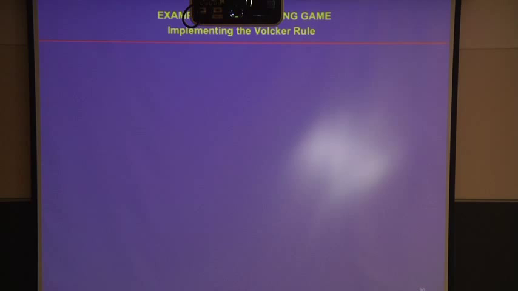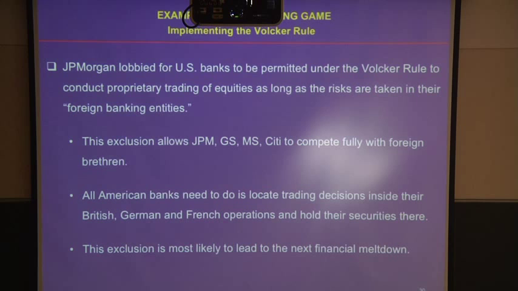That's what the Volcker rule is about. But here's a clear case of a rulemaking game. JP Morgan lobbied for US banks to be permitted under the Volcker rule to conduct proprietary trading of equities as long as the risks are taken in their foreign banking entities. This exclusion allows JP Morgan, Goldman Sachs, Morgan Stanley, Citi to compete fully with their foreign brethren. That's how it was justified. All American banks need to do is to locate their trading decisions inside their British, German, and French operations and hold their securities there. And my conclusion to all of this, and I've said it today, and you can write it down, is that this exclusion is most likely to lead to the next financial meltdown. This is a huge exclusion, because it just moves all this proprietary trading, which is excluded in the United States, abroad. So that's a good example.